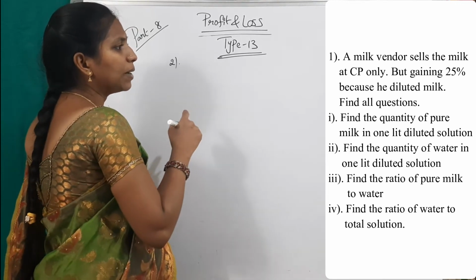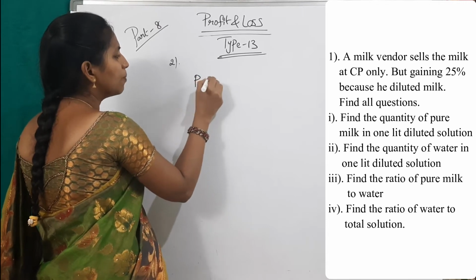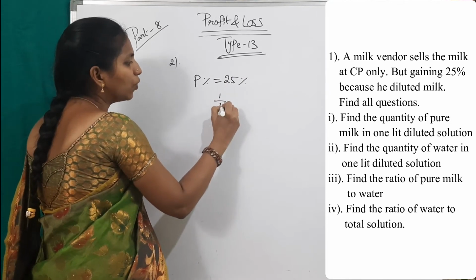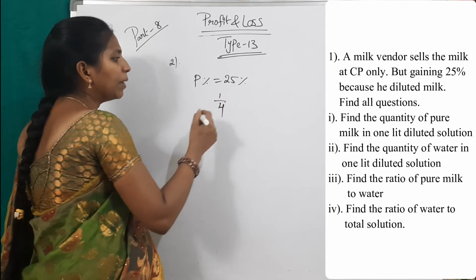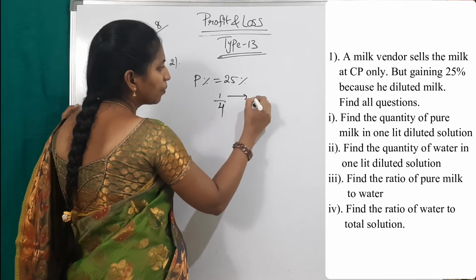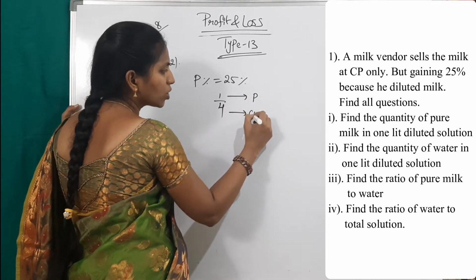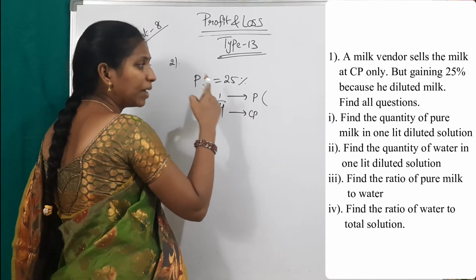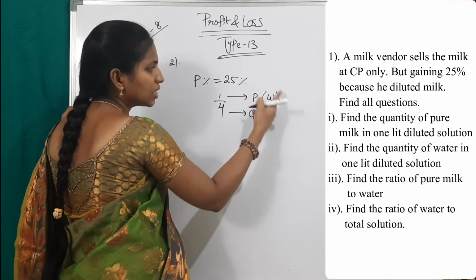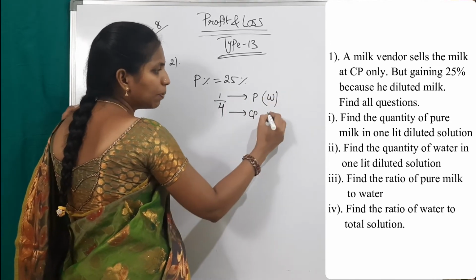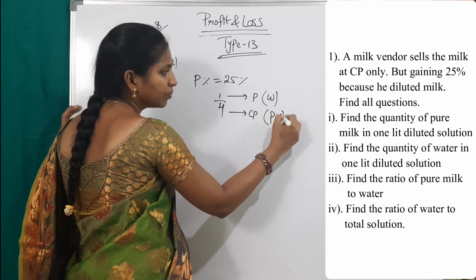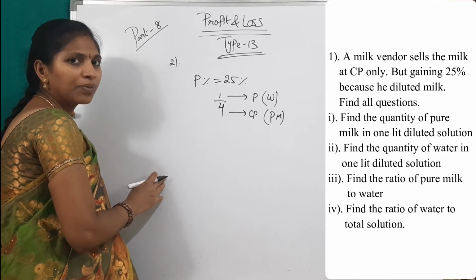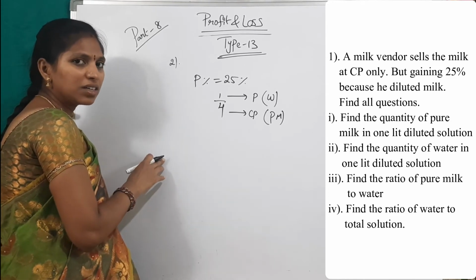What is the gaining percentage here? 25 percent. It means the profit percentage is equal to 25 percent. What is the fraction value? 1 by 4. Here 1 by 4 means 1 is profit and 4 is cost price. The profit was gained because of mixing water, so this is for water, and 4 is CP, which is for pure milk, because he purchased only pure milk. After purchasing that milk, he mixed some water into it. Then it is diluted.